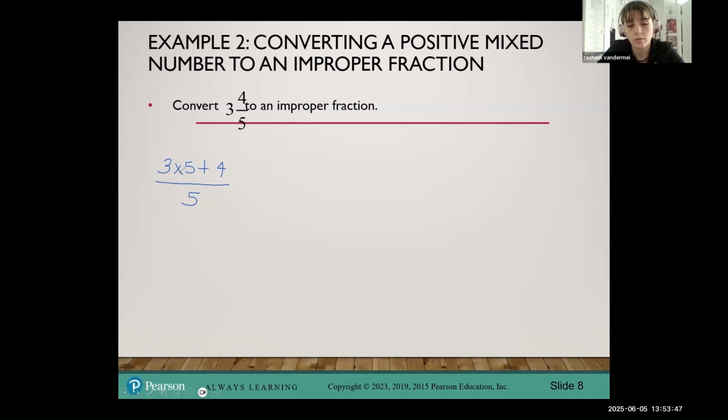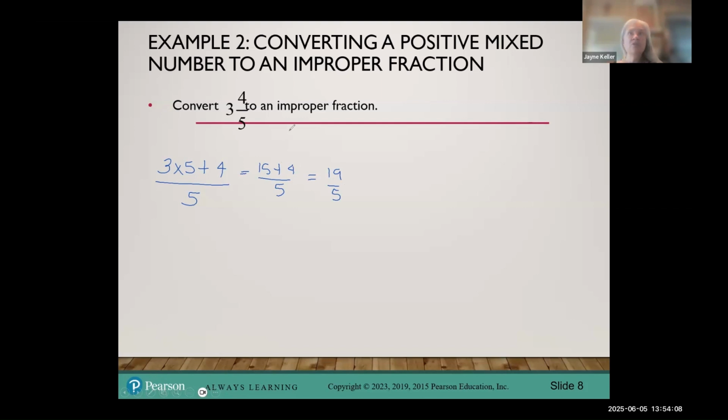And then if I do my order of operations, which one would I do first? The multiplication. Yeah. So I would have 15 plus 4 over 5, which is 19 over 5.